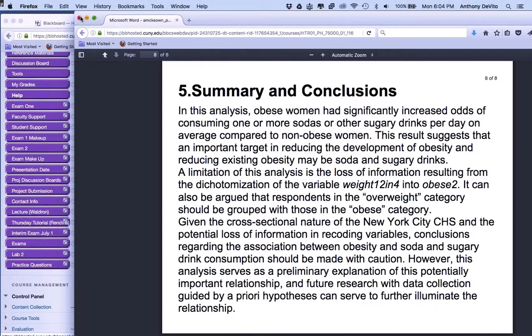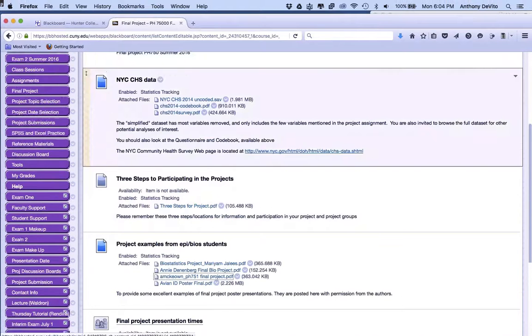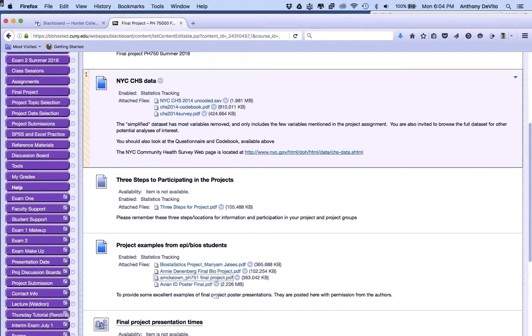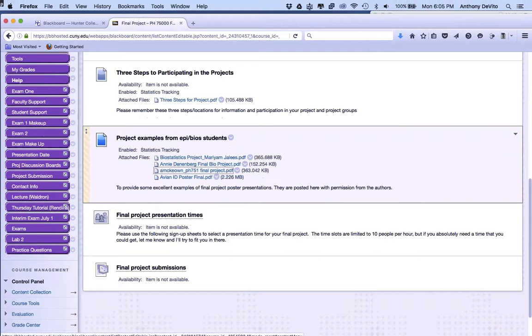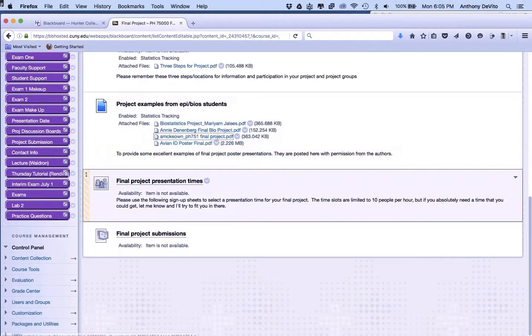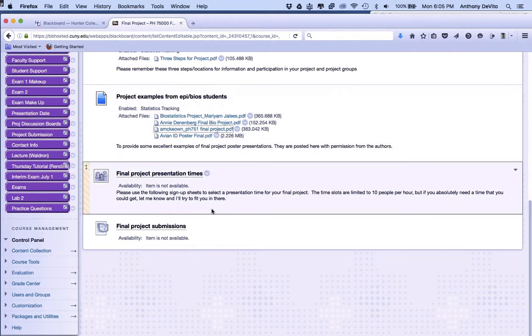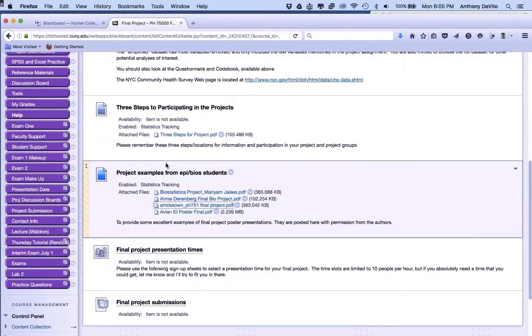Now, the next thing, under this tab, under the project, we had our document, which summarizes what we need to do, our data, which is the New York City Community Health Survey 2014. We have 3 steps into participating in this. Actually, I didn't make that available because it's not relevant to the way I set the tabs up. So ignore that. That shows up on mine, not on yours. Some example projects. And then I put up, I'll come to this in a second. You won't see these on yours either.